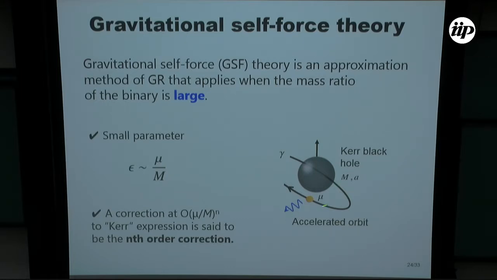creates the background spacetime, and the small object, like a particle, is roughly moving in this spacetime, gradually deviating from the geodesic. We describe this small deviation using the small parameter of the mass ratio, the small mass over the mass of the large black hole. We expand the equation of motion and the field equation in terms of this small parameter. In the rest of this talk, nth order means that the gravitational field or the velocity is expanded in terms of this small parameter. The deviation is characterized by some quantity computed in the Kerr background spacetime.